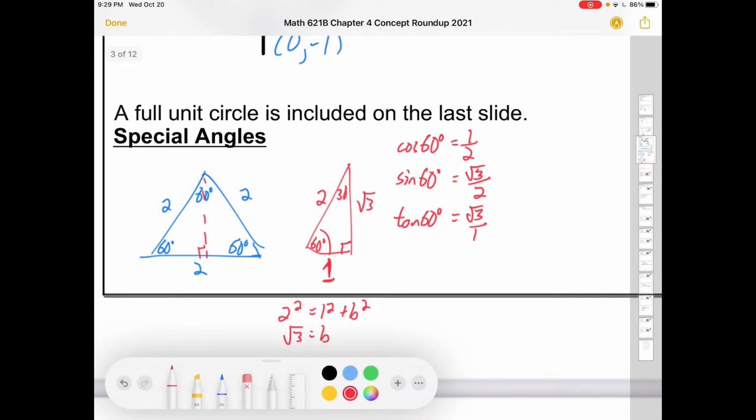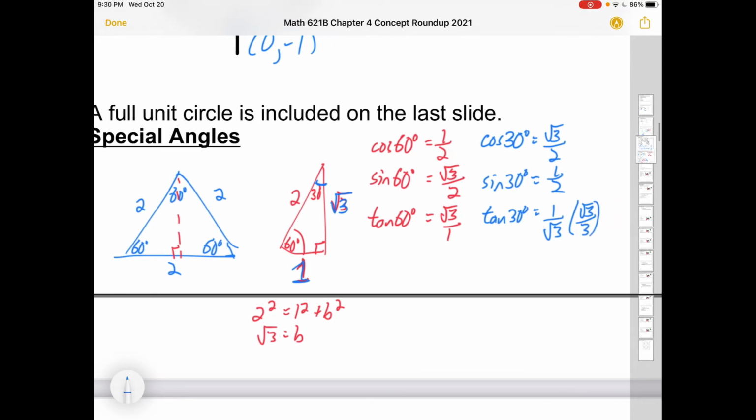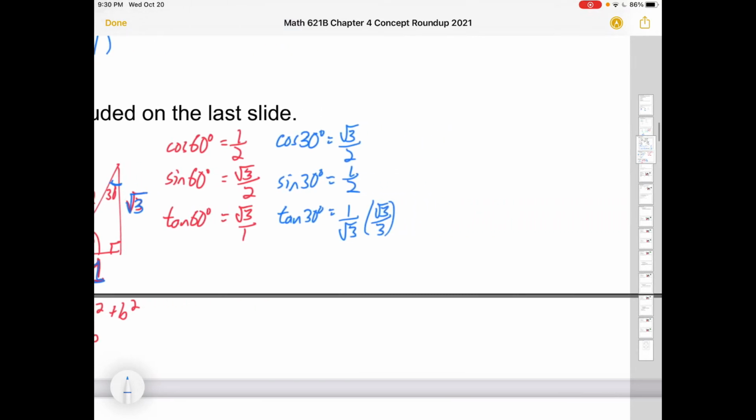I can also relabel this triangle with respect to the 30 degrees. And then the cos of 30 degrees is going to be, well, now this is my adjacent, the root 3 over hypotenuse. The sine of 30 degrees is the opposite over the hypotenuse. This is kind of from grade 10 trig. And tan 30 is going to be opposite over adjacent, which can be rationalized as root 3 over 3. So that gives us a bunch of exact values just from this sort of imagined triangle.